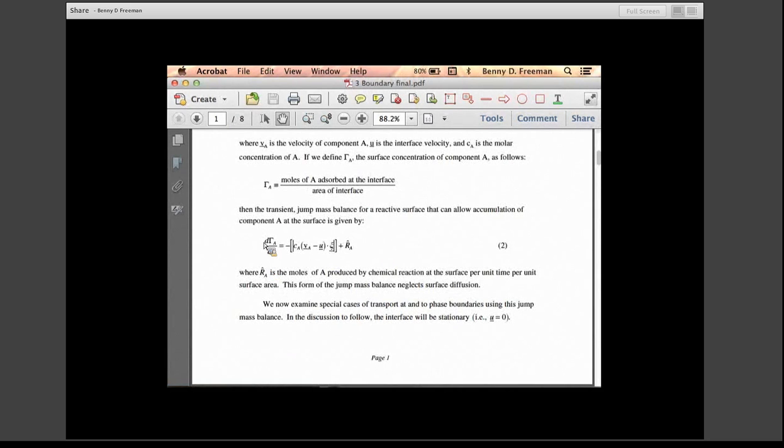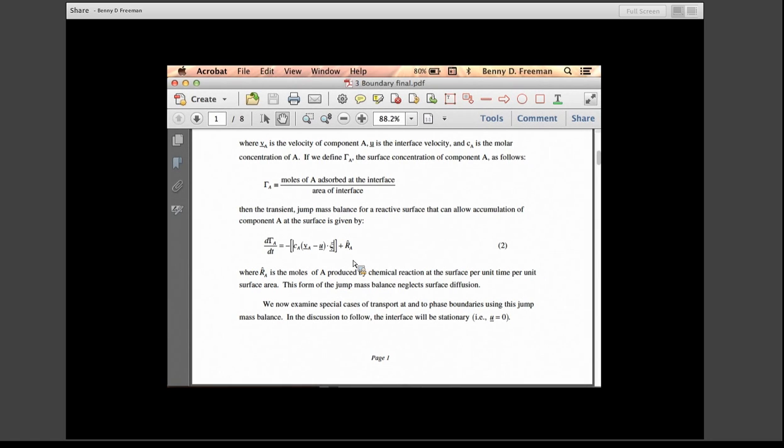It says that the time rate of change of the moles of A that are adsorbed at an interface per unit area of that interface, d gamma A dt, has to be equal to the net rate at which component A is brought to that interface from the two sides, and I'll write this out in a minute so we can see the rest of it, plus the net rate of production of A per unit time and per unit area by chemical reaction.